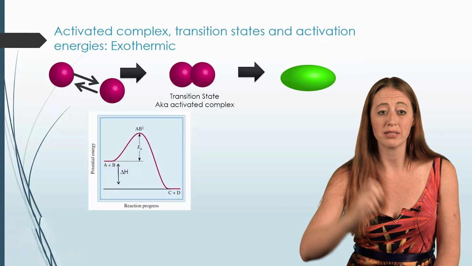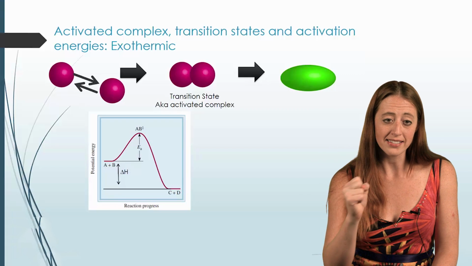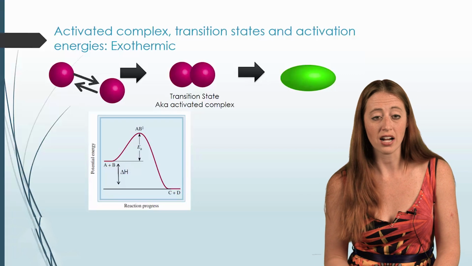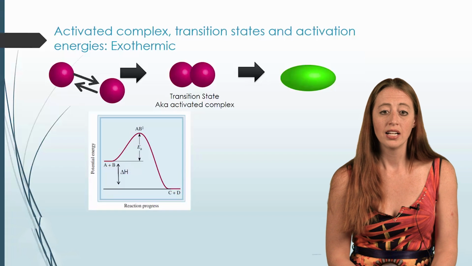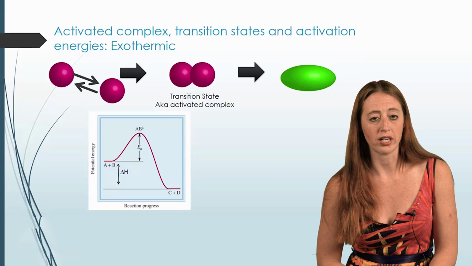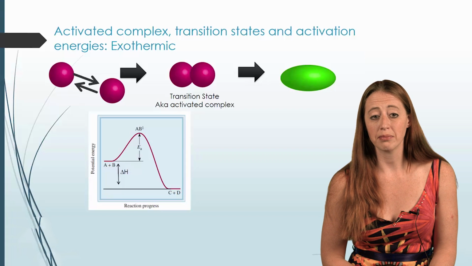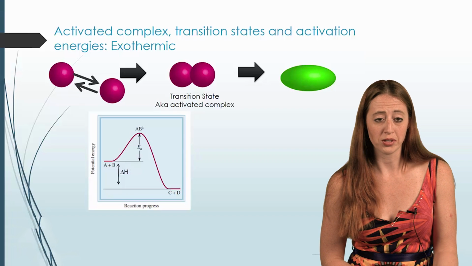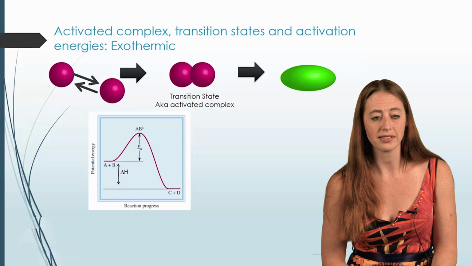And it takes a certain amount of energy to get there. And if it doesn't get to that energy, then you're not going to have a reaction. Now, once you hit that energy peak, it's going to fall back down into its products. In this case, because I chose an exothermic reaction, it falls lower than the reactants.